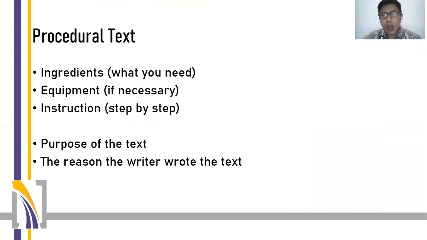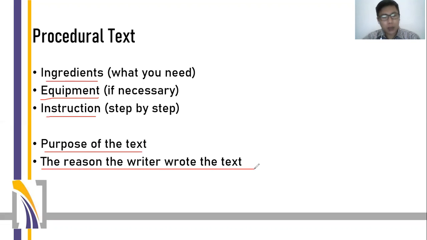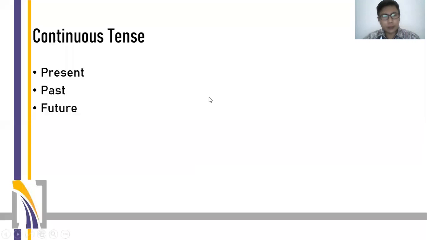Okay, so after talking about labels, we talk about procedural text. In procedural text, usually there are ingredients, equipment, and instructions of how to do it. But sometimes the questions from the procedural text, for example from a recipe, will ask you about the purpose of the text and the reason why the writer wrote the text. Okay, so let's see examples of it.